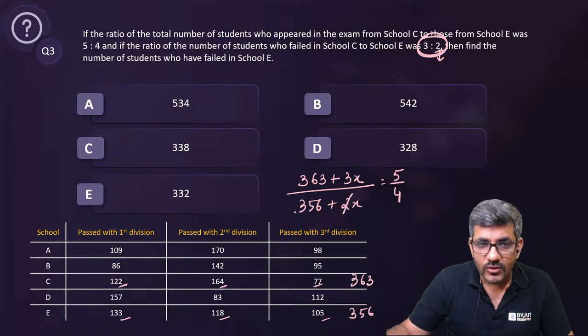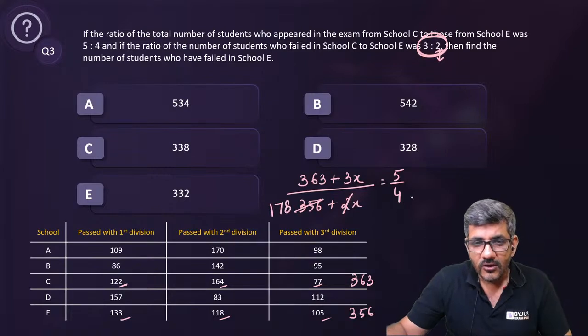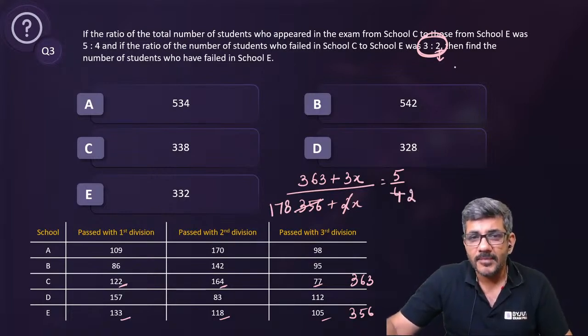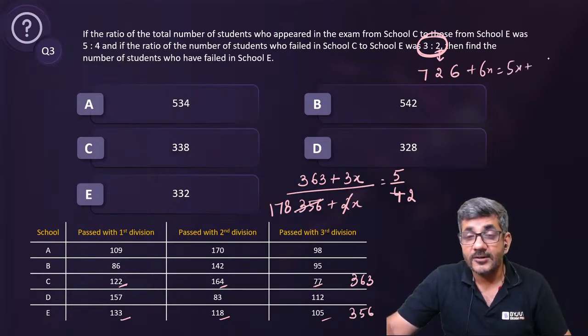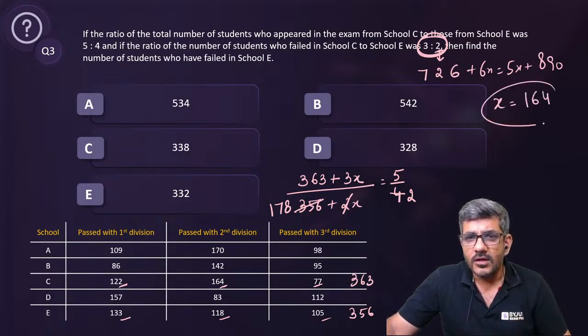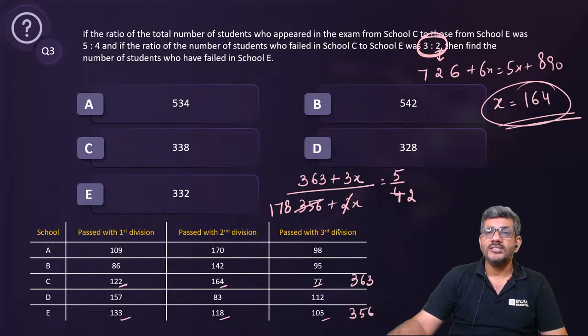2 से कैंसिल आउट हो रहा है, पहले 2 से मैं कैंसिल आउट कर देता हूं. This comes out to be 178 और यहां ये कैंसिल आउट हो जा रहा है 2 से 2 पे. Let's cross multiply. 2 3 जा 6, 2 6 जा 12, 2 3 जा 6 plus 1 7 plus 6x is equal to 5x plus 178 into 5. 178 into 5 is 890. From that I get x is equal to 890 minus 726. कितना आता है ये? It is 164. So from here I am getting x is equal to 164.